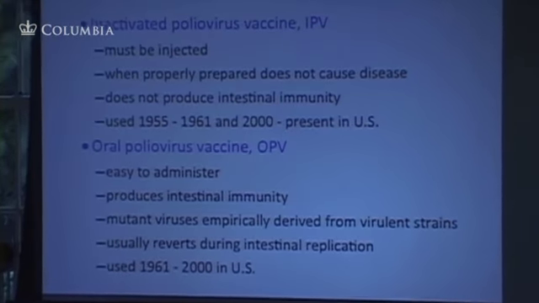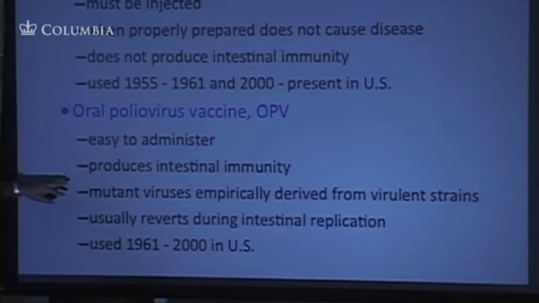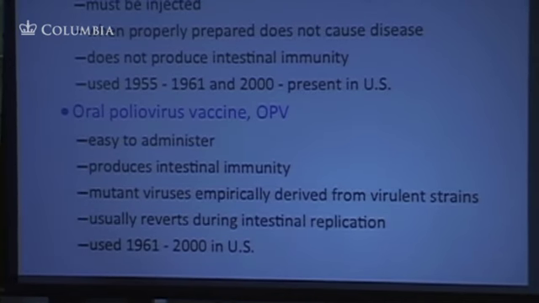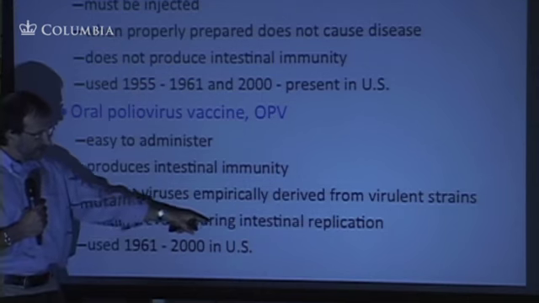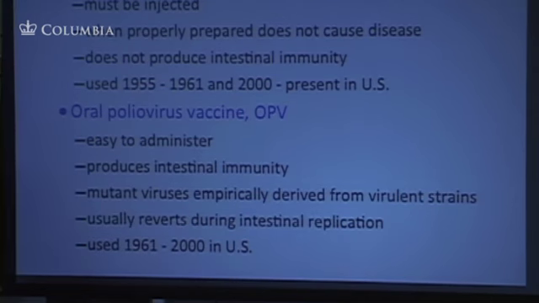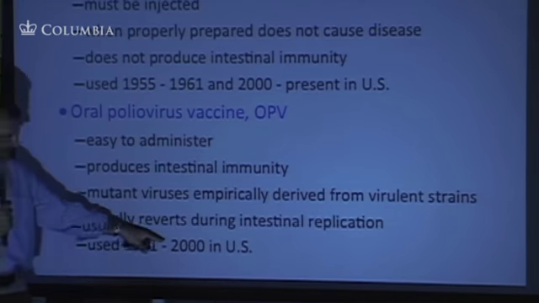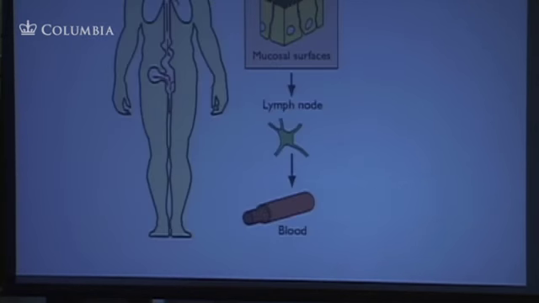You just drink it. You don't need any doctor or nurse to do that. You get intestinal immunity because it replicates in your gut. And these are made of viruses that Albert Sabin empirically derived from wild-type virus. We'll talk about that. And a very important point, it usually reverts in the intestine as it replicates, and we will talk a lot about that. And we used this from 1961 to 2000. In 2000, we switched to IPV.